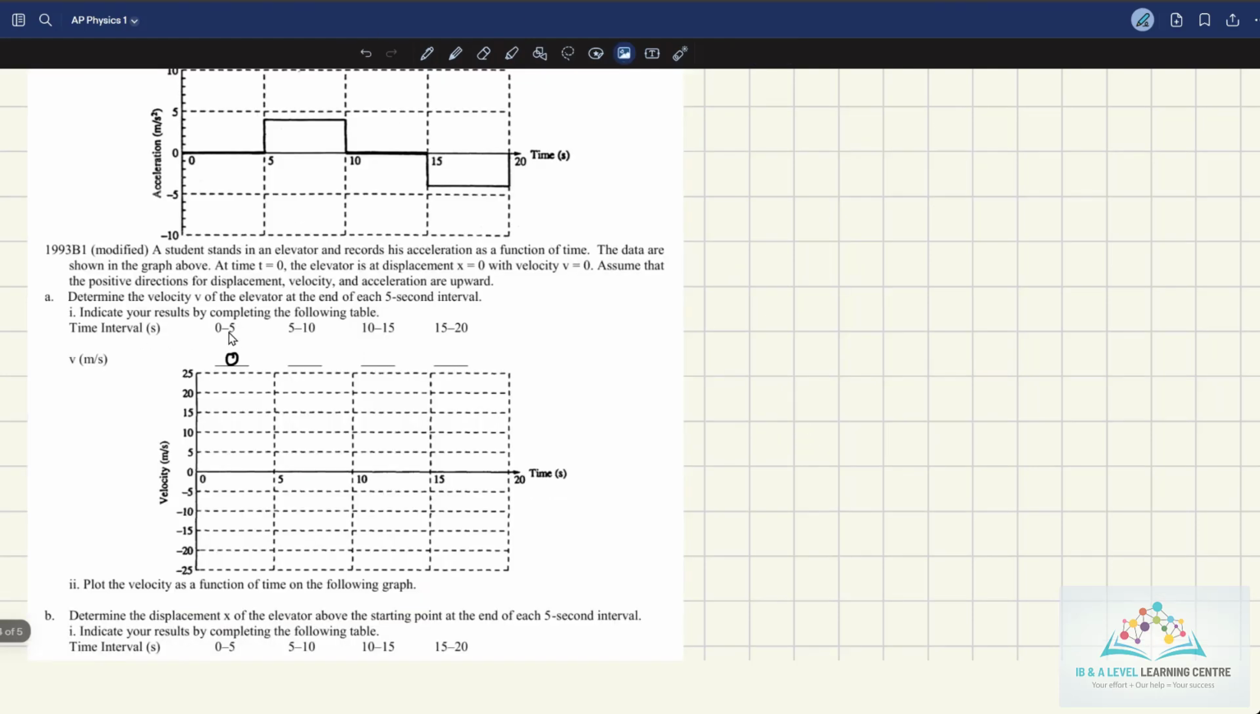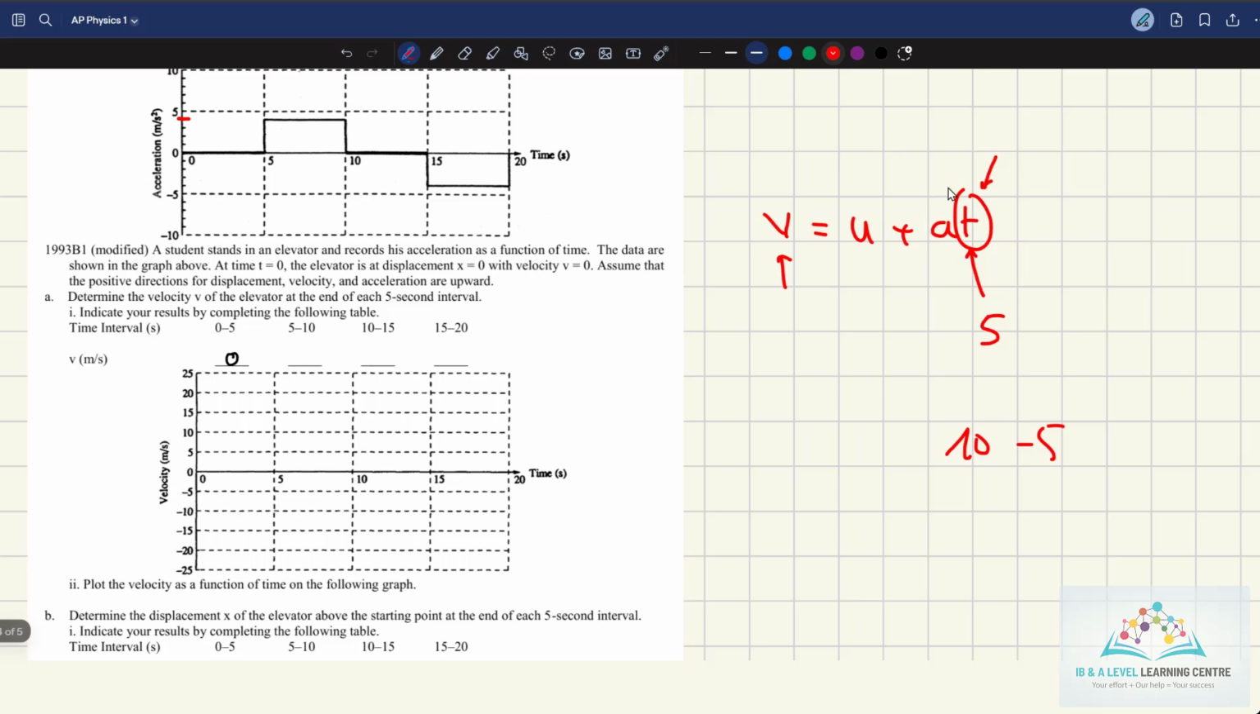So your answer: the first interval from 0 to 5 seconds, velocity is 0, and then determine the velocity at the end, okay? Tức là mình tính là velocity up 10 seconds chứ không phải là ở giữa đâu. From the second segment of the graph, we see that the acceleration is 4 meter per second squared. So we simply use the formula v equals u plus at to calculate the velocity at the end of the second segment, which is 10 seconds. The time here is the interval, not the value 10. It's 5 seconds, the time difference between 10 and 5.